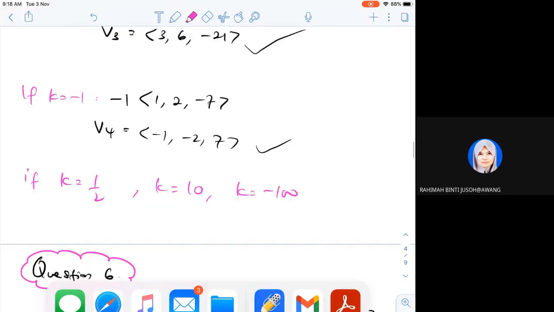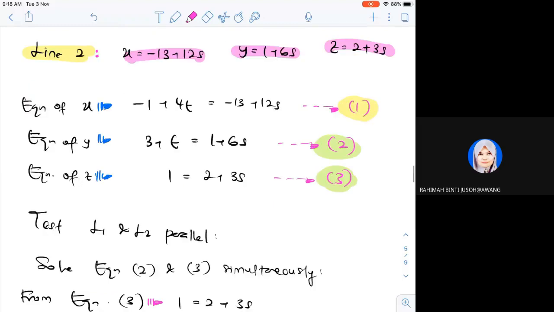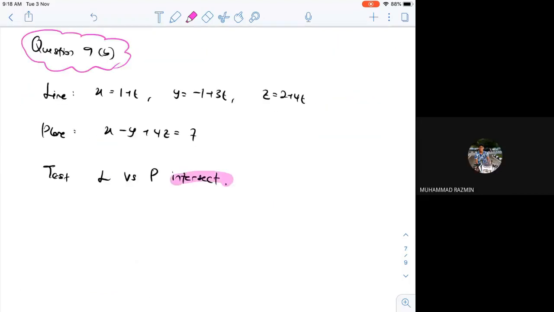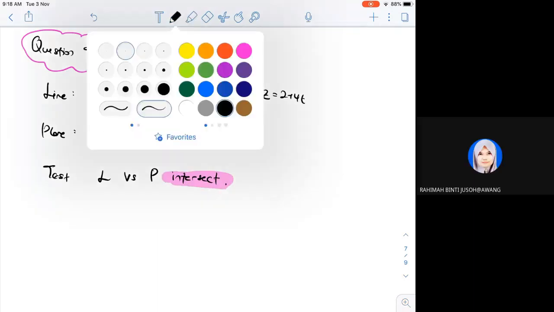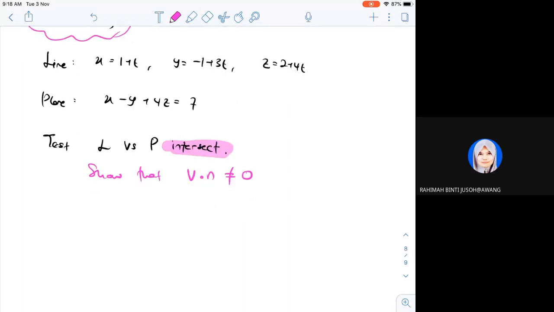So in order to test whether the line and plane intersect, what you should do is you need to show that v dot n must be not equals to 0. Okay, kalau v dot n equals to 0, dia adalah parallel. So dalam soalan ni dia nak suruh kita test dia intersect. So kita kena tunjukkan v dot n tak sama dengan kosong. Okay, so solution.